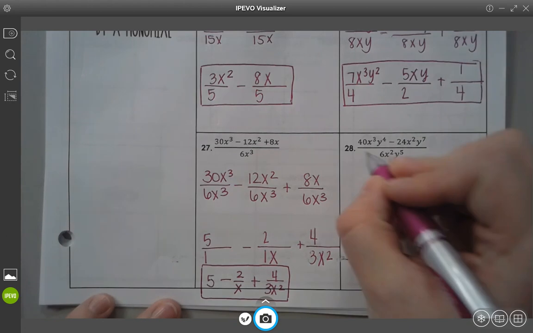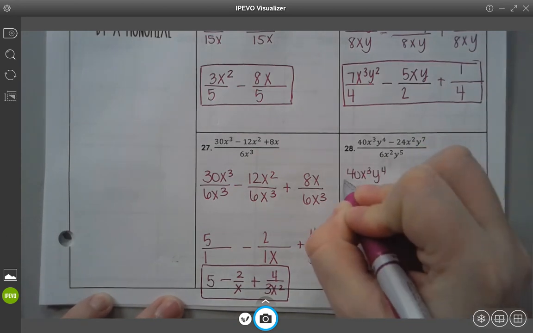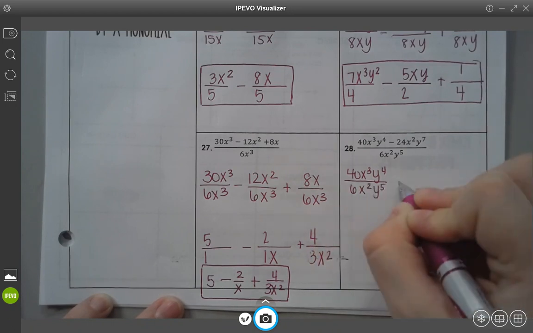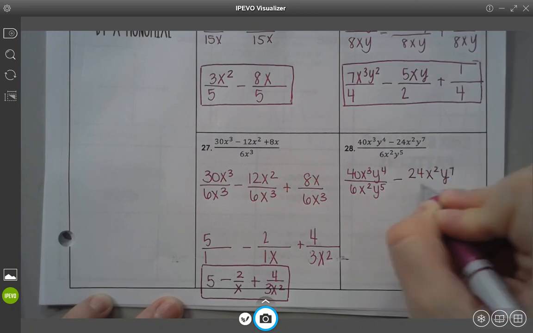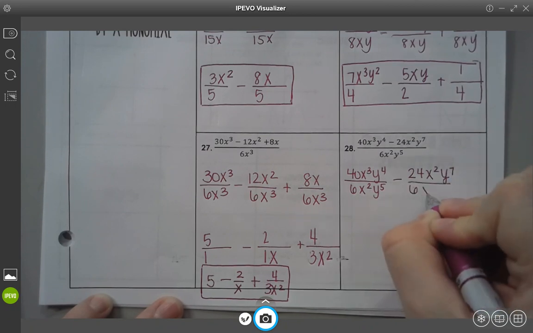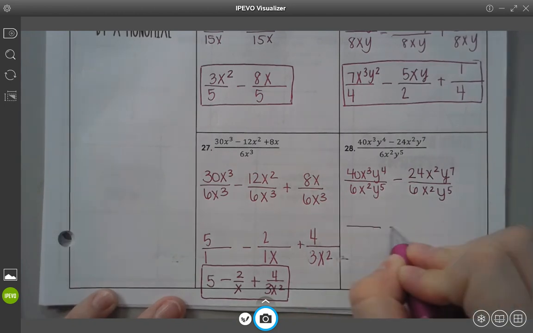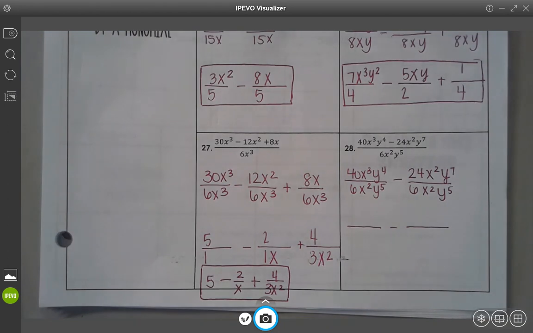Number 28, we have 40x cubed y to the 4th over 6x squared y to the 5th minus 24x squared y to the 7th over 6x squared y to the 5th. See if you can finish that one.